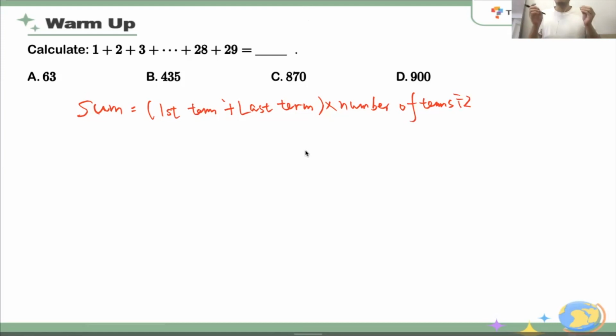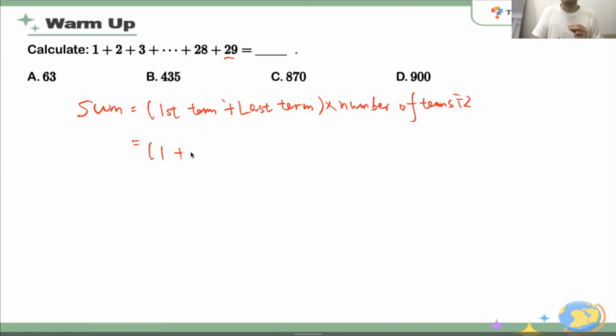Okay, what is the answer? I already wrote down this formula for you: first term plus last term, times number of terms, divide by 2. So we can work this question together. What is the first term? That is 1. What is the last term? That is 29, right?